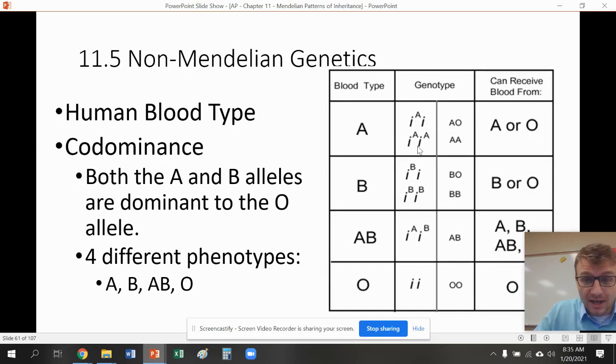We also have A and A. We have B and O, which produces B blood type, but we also have BB. AB blood type only has one genotype, which is AB. And we have O blood type, which is created by two O alleles, signified by little i's here. This just shows you that the capital I A is dominant to the little i, which is the O blood type.